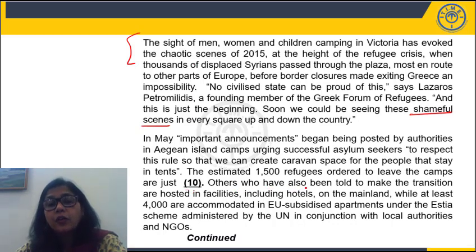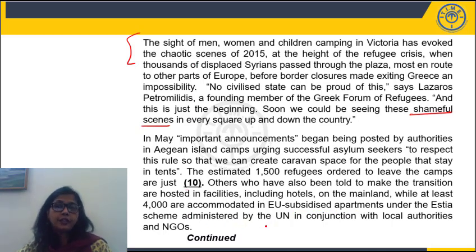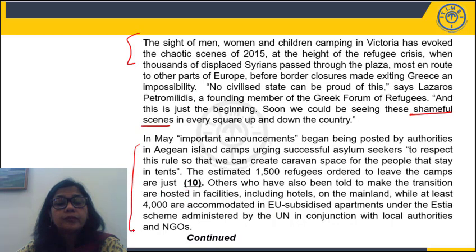"Others who have also been told to make the transition are hosted in facilities, including hotels on the mainland, while at least 4,000 are accommodated in European Union subsidized apartments under the STI scheme administered by the UN in conjunction with local authorities and NGOs." So here we are talking about how the refugees are now living, right? Okay.